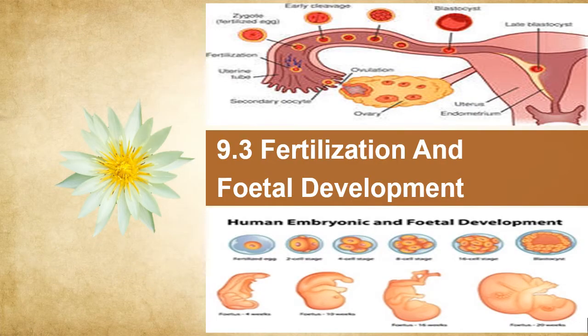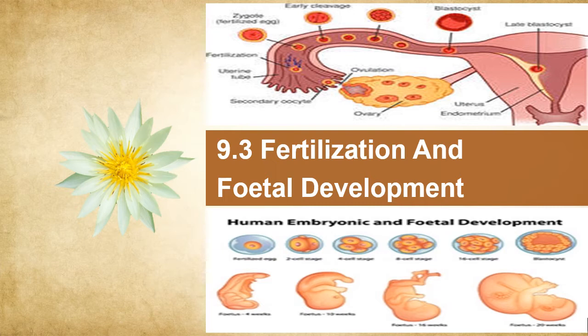Today I'm going to explain about the next subtopic of the human reproductive system, which is fertilization and fetal development. In the previous subtopic, you have learned about the male and female reproductive organs and how sperms and secondary oocytes are produced in the testes and ovary. Fertilization must occur before a zygote can be formed.